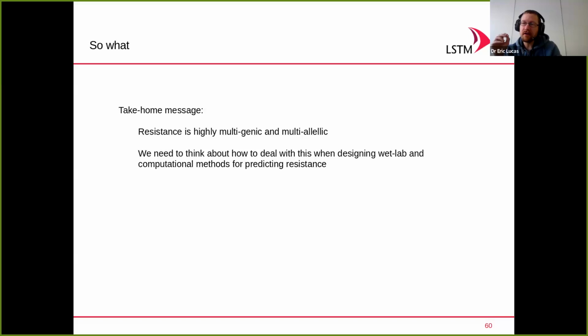And even in loci such as CYP6AA1, which are consistent, we're seeing lots of different resistance alleles. This is something that we're seeing more and more in all of our analyses. In CYP6AA1, we just keep finding new mutations that are associated with resistance in different populations. And so we need to think about how to deal with this when we're designing wet lab and computational methods for predicting resistance.